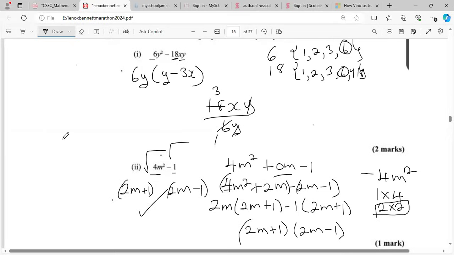Guys, let me just ask quickly. What do you guys think could be the answer for this? Quickly. Factorize this: 9x squared minus 25.